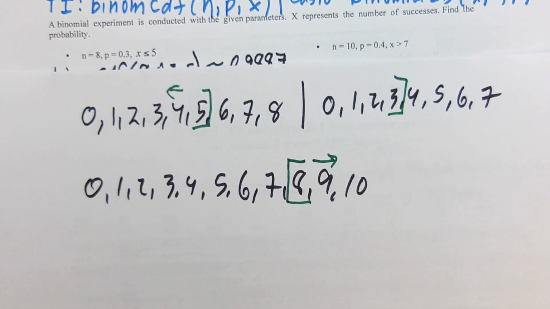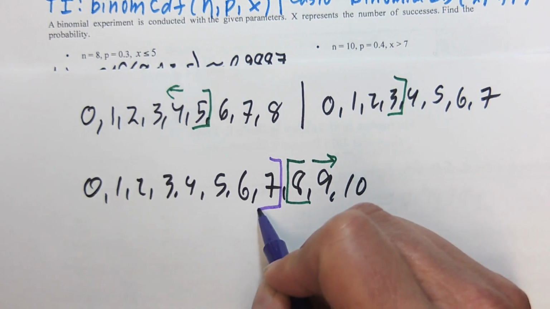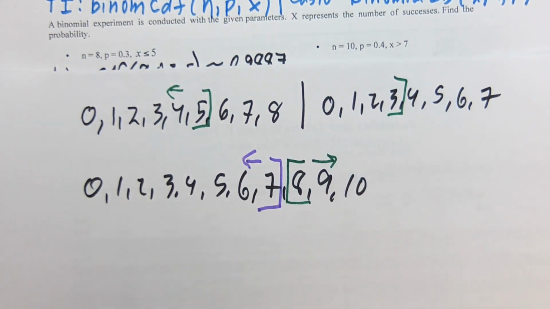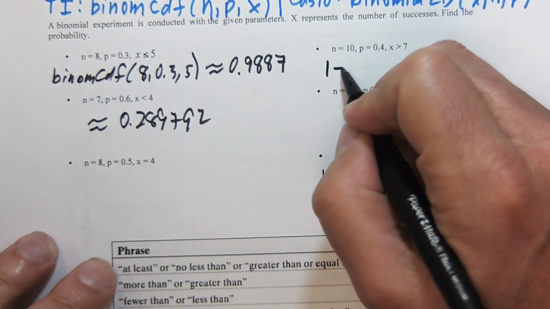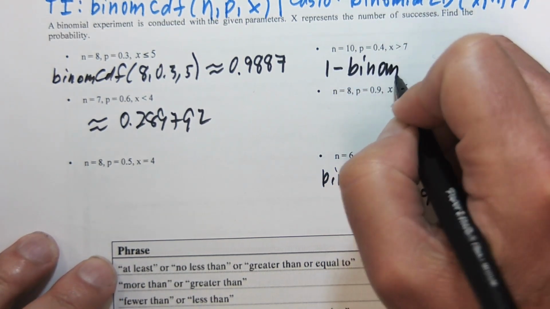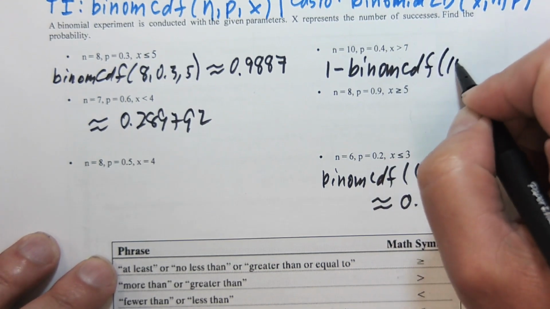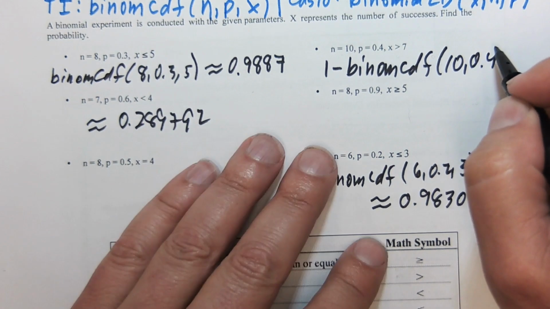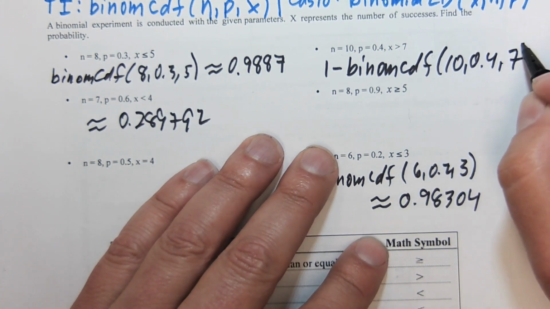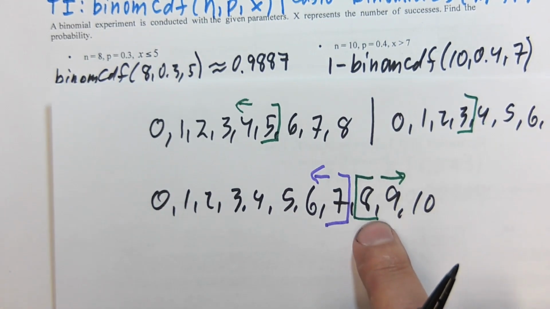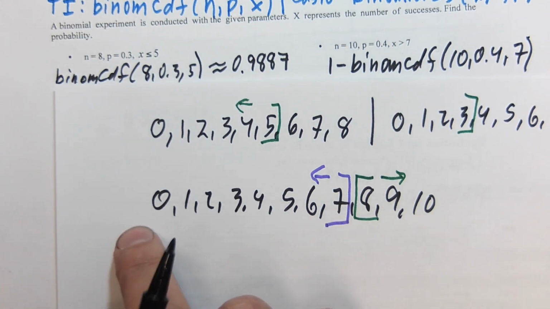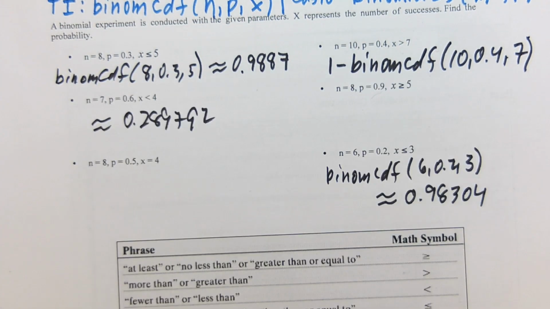So here's what I'm going to do. I'm going to trick it. I'm going to say, I want to know 7 and down, and then find its complement. Here's how we're going to write that. So this is going to be 1 minus binom CDF 10, 0.4 and 7 and down, I should say. Once again, because 7 is not included with what we want, it is included with what we don't want, which is the opposite. That's why I did the 1 minus.